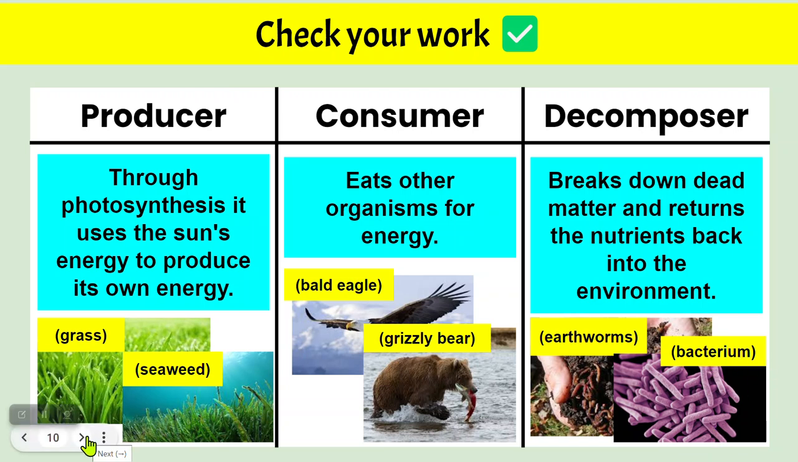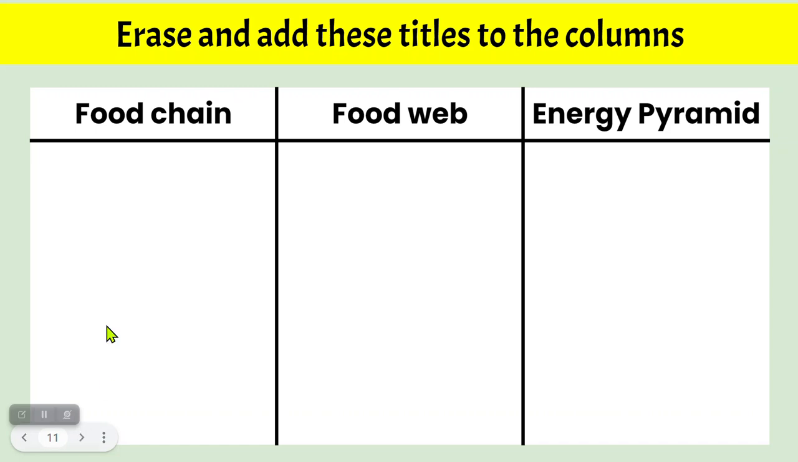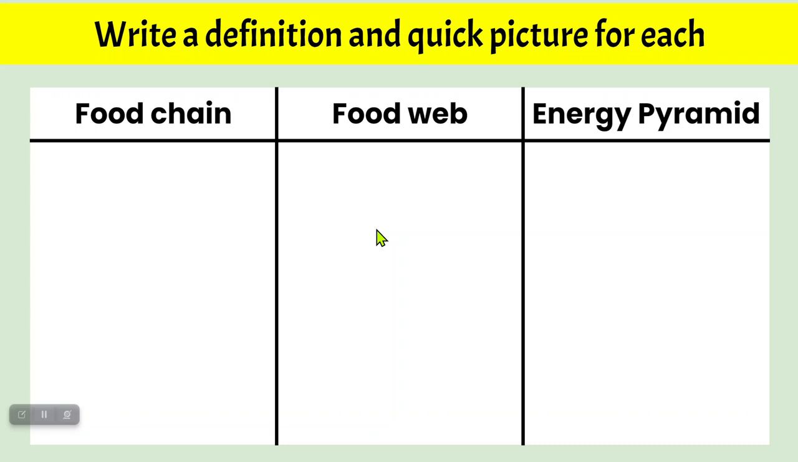Okay, so you can erase most of what you've got on your whiteboard, and now you're going to do another chart, and you're going to say food chain, food web, and energy pyramid. Okay, make sure you've got those titles. And you're going to write a definition and just draw a quick picture for each. And again, please really do this because it's going to help you be prepared for your quiz. Don't just continue watching the video and say in your own mind, oh yeah, I knew that was the case. Make sure you're writing stuff down. So pause.